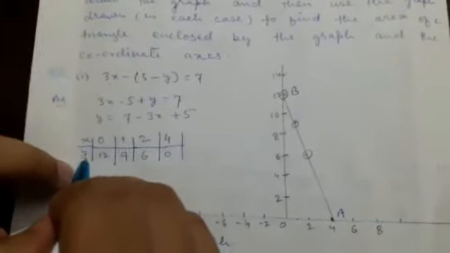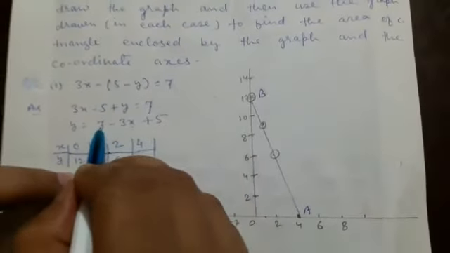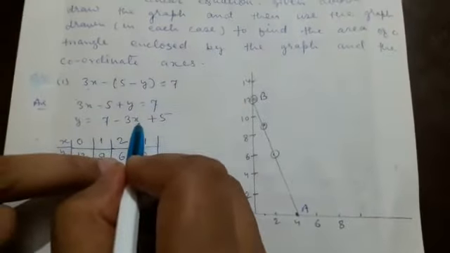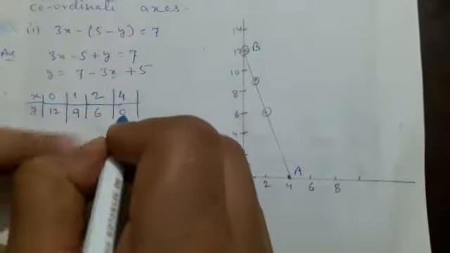Now we will make a column here, x and y. Now let us put the values of x here. If the value of x is 0, then it will be 7 plus 5, that is equal to 12. Now when x is 1, then it will be 4 plus 5, 9. When x is 2, 6, then when x is 4, 4 threes are 12. 7 minus 12, that is minus 5, plus 5, that is equal to 0.